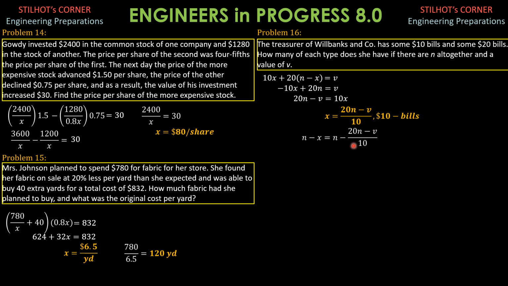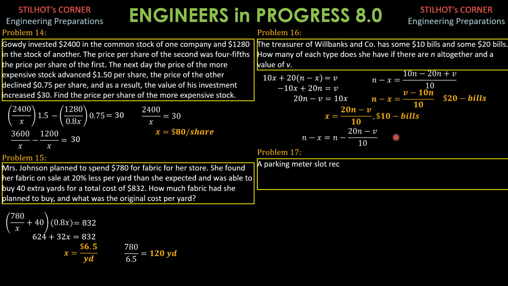N minus X is 10N minus 20N plus V, all over 10. Simplifying, N minus X equals V minus 10N all over 10. So that's the number of the $20 bills.